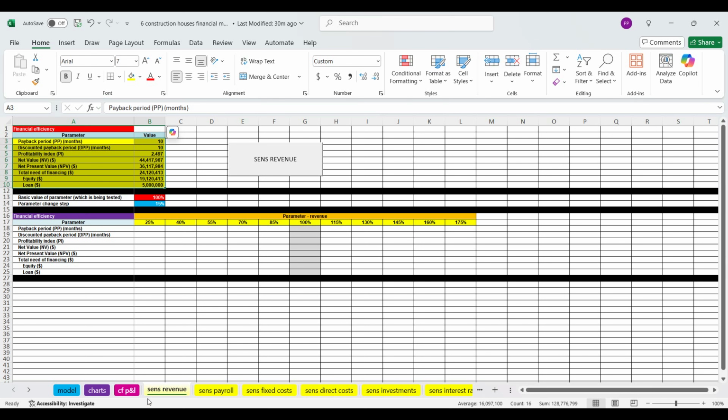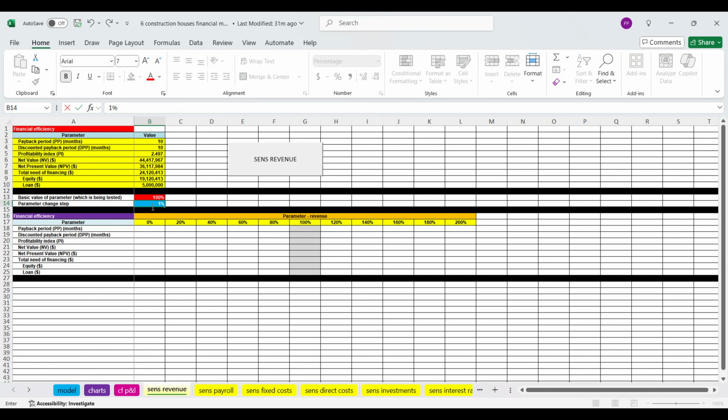For example, this sensitivity analysis is built for the revenue. So what will happen with financial efficiency numbers if we increase the revenue by 15%, 30%, 45%, 60%, and what will happen if we decrease the revenues by 15%, 30%, 45%, and so on. The pace of changing of this parameter we can specify here, so we can play with this. At this moment we can see that the interval is 10%. We can do it by 20%.